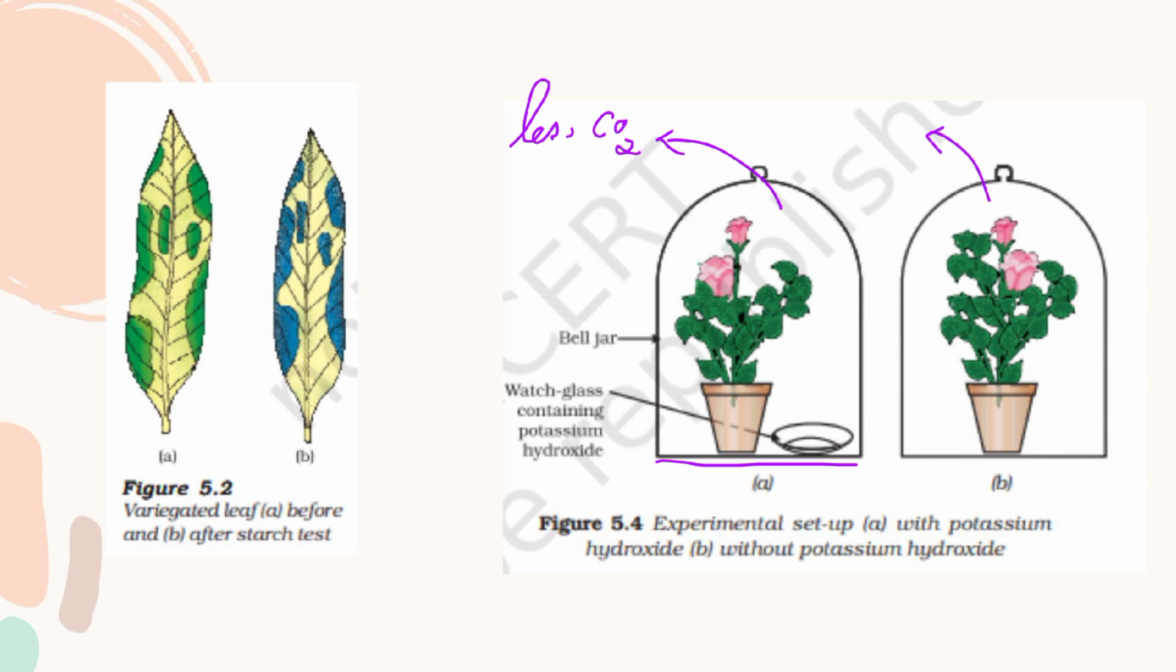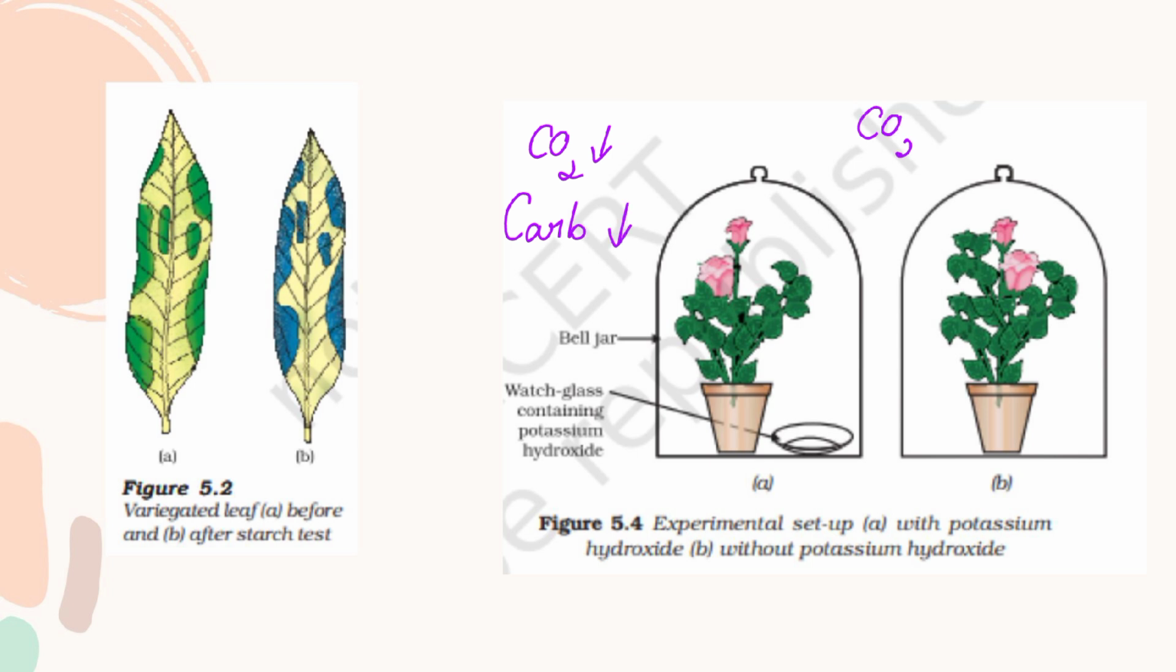So now if we place these plants in the sun, the amount of carbohydrate produced will differ. There will be little carbohydrate produced in the first case because the amount of carbon dioxide is less, so the glucose produced is less. In the second case, we have abundant carbon dioxide, so the amount of glucose produced is going to be more. This is your experiment 6.2.